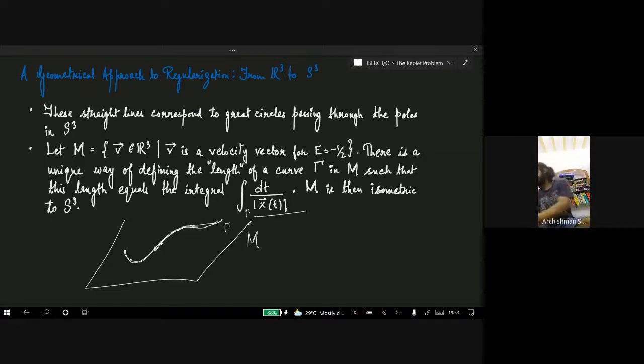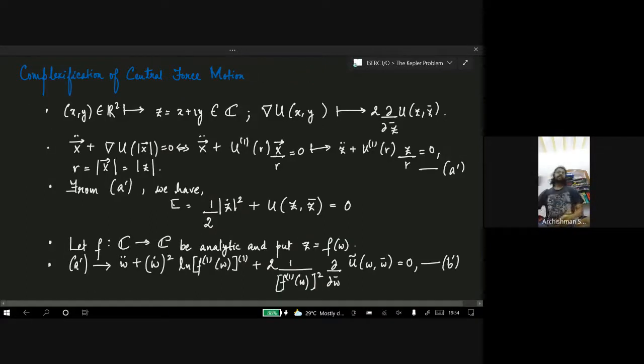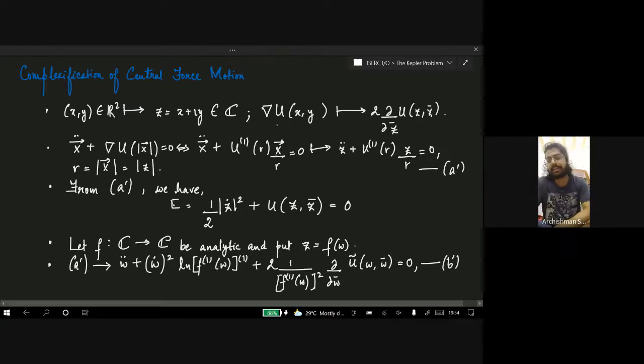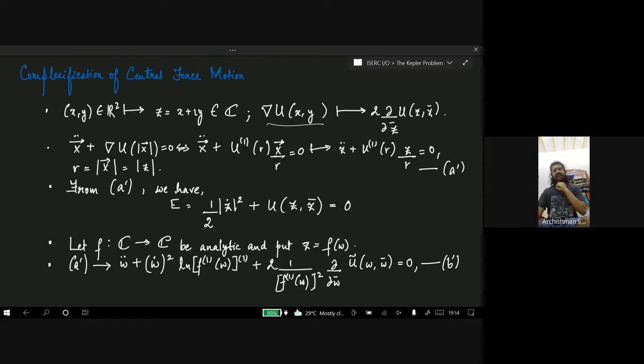Let me briefly mention an analytical side, which comes from taking central force motion in the complex plane. And the reason you can do this is because central force motion is essentially planar, because angular momentum is conserved. And as I mentioned, if you conserve angular momentum, you can represent the whole motion in the xy plane. So I take any xy in R2 and I consider the corresponding complex number. And then you can calculate that the gradient of a function, any function u(x,y), goes to basically twice del del z bar of u(z, z bar). And then you can consider any central force motion and represent it in the complex plane.